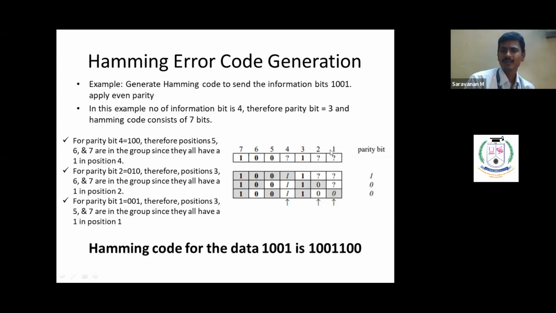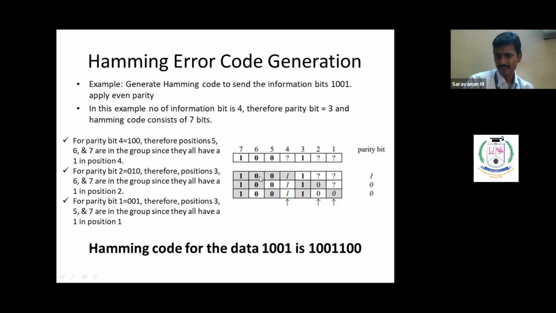Similarly, parity bit 2 is represented as 010. So for 010, we have to look at positions 3, 6, 7. Then for the first position, it is 001. We have to see positions 3, 5, and 7. Clear? The logic is clear. So to find this parity, we have to see positions 5, 6, 7. To find the second parity, positions 3, 6, 7. To find this parity, positions 3, 5, and 7.